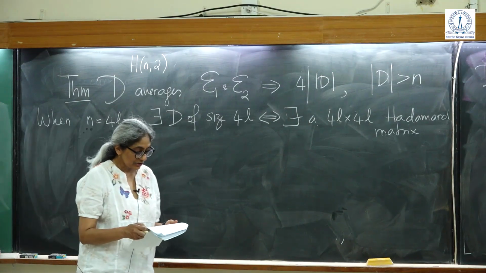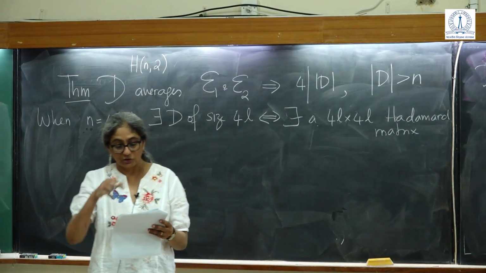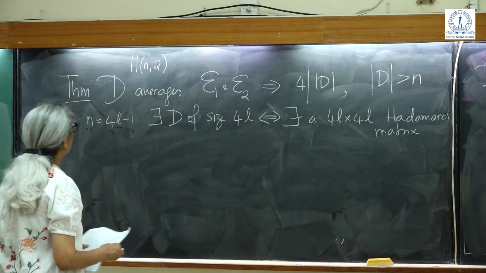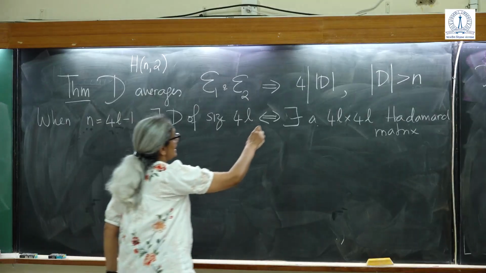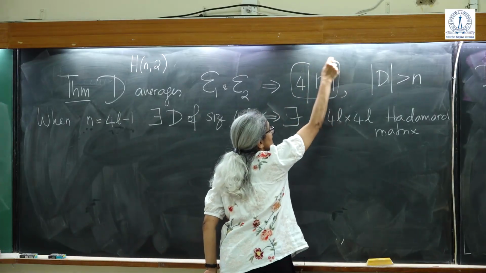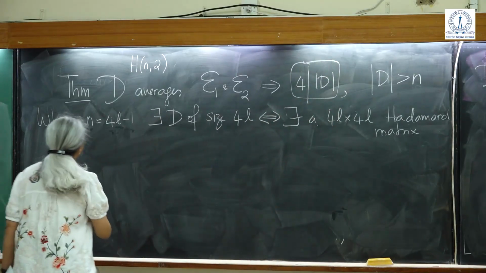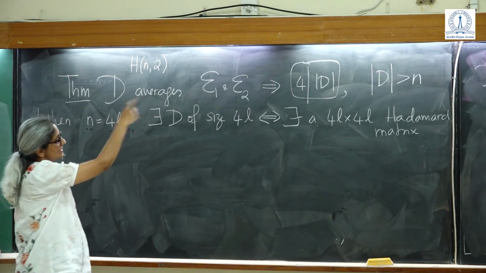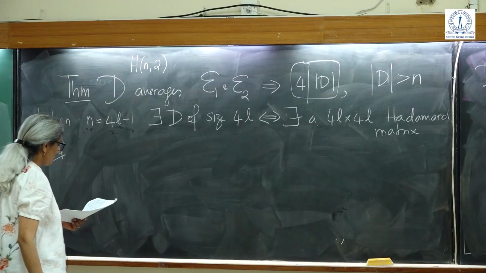Okay, so I'm going to show you a little bit of this proof just to show you how this works. First of all, do you agree that 4 has to divide the size of the design? Let's agree on that first. The first statement is not an if and only if. It's just an implication, okay?